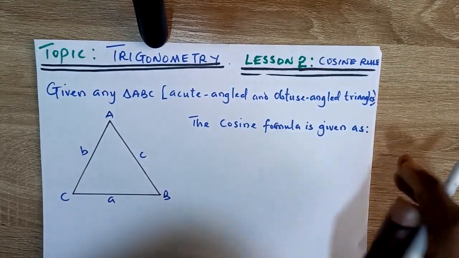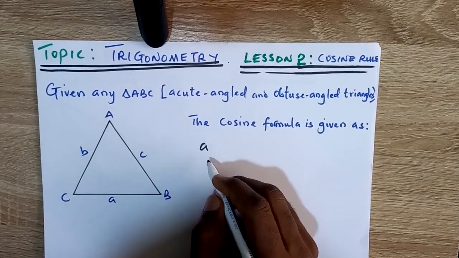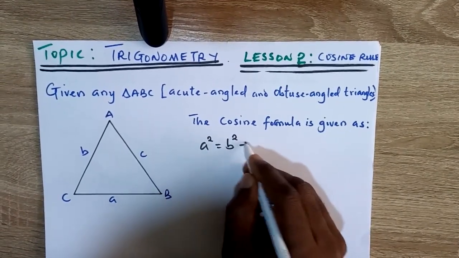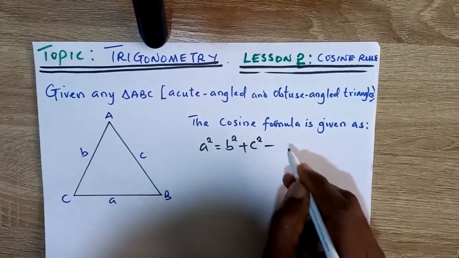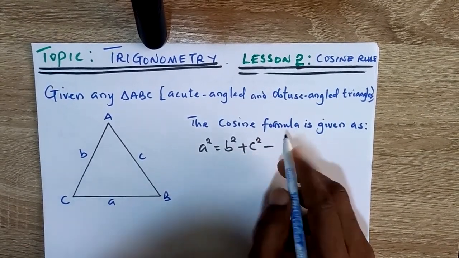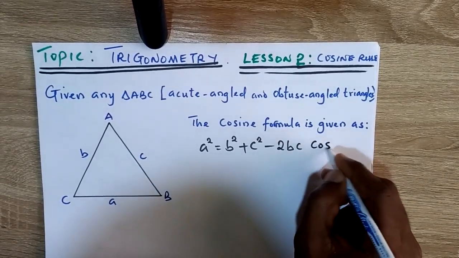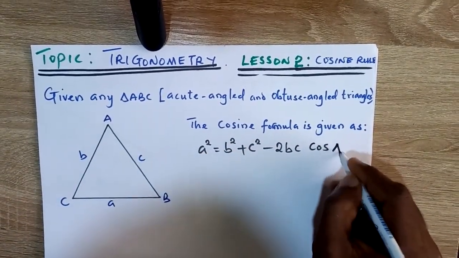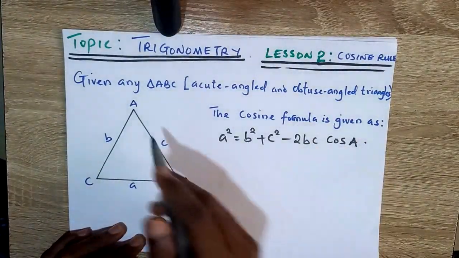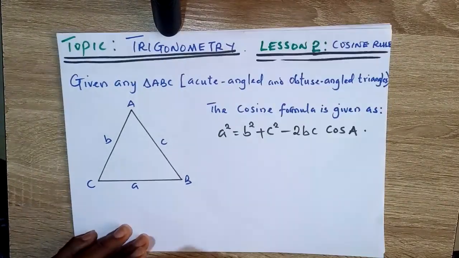Now, to compute the sides a, b, and c respectively using the cosine formula, we use either of these equations. For our cosine formula, we have that the side a squared is the same as b squared plus c squared minus 2bc cos of the angle at A. So we use this formula to find the side a, if that's what we're looking for.